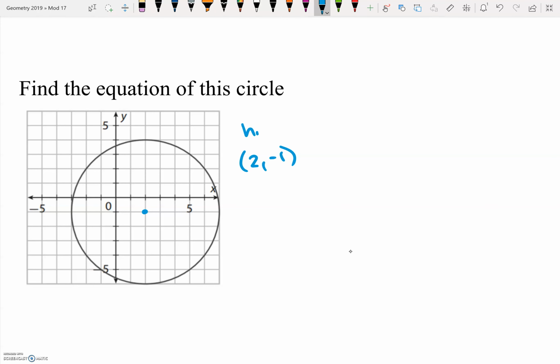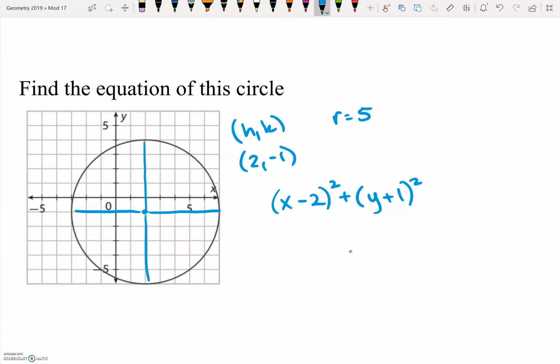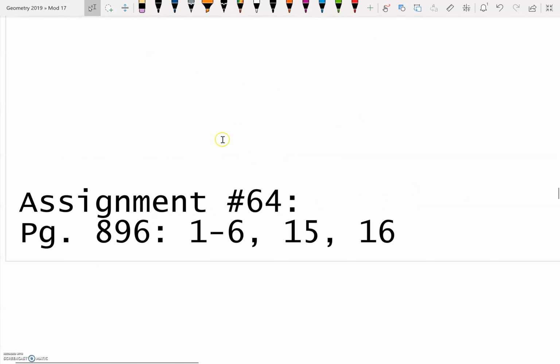So that's going to be our h, and that's going to be our k. And then we next need to find our radius. Our radius looks like it's 5, because we're going 5 in all directions here. So r equals 5. Now all you need to do is just plug it into our equation. So we have x minus 2 squared plus y plus 1 squared equals 25, because this 5 squared is 25. And that is it. Here is your assignment.